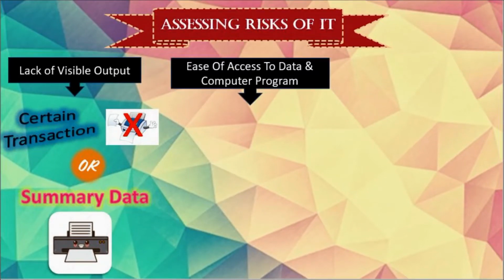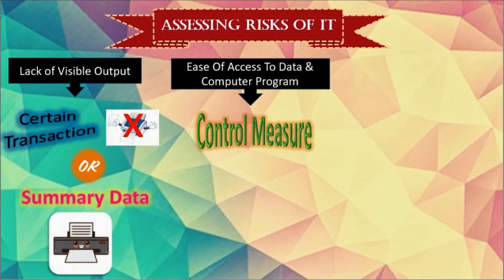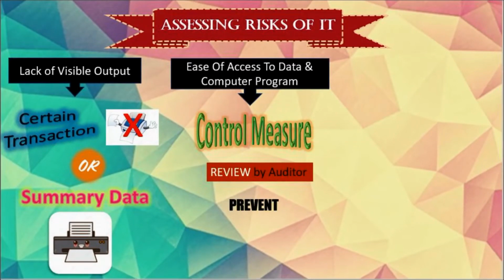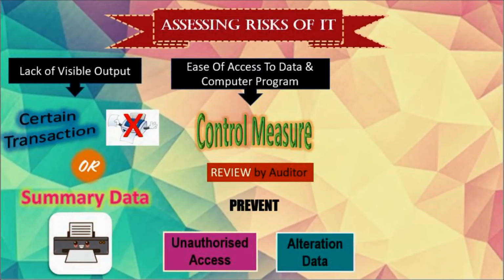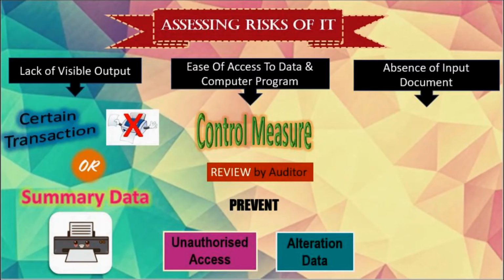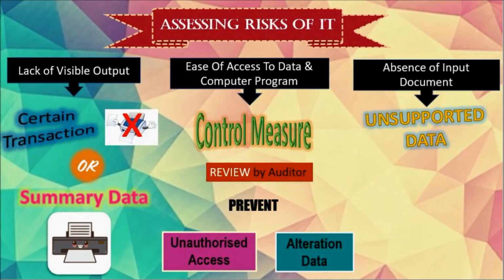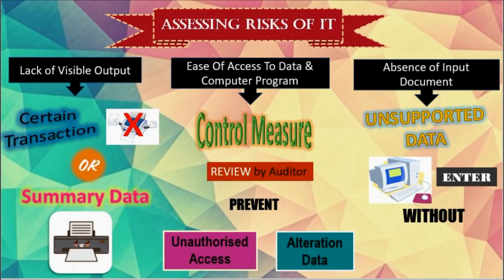Fifth, ease of access to data and computer program. It is where the control measures need to be reviewed by the auditor to prevent unauthorized access and alteration of data, since it can be edited through the computer or from a remote location. The last one is absence of input document. The risk that unsupported data may be entered into the computer without proper evidence may arise.